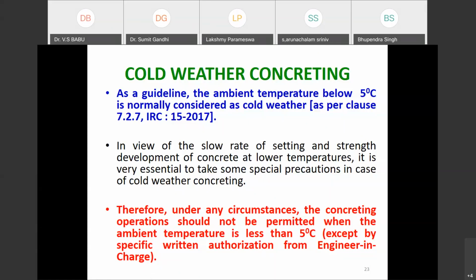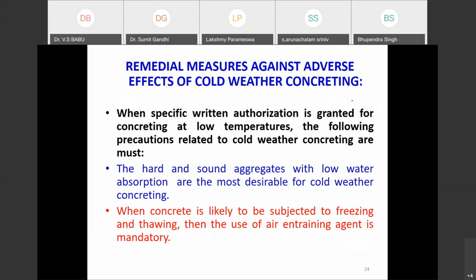Therefore, under any circumstances, the concreting operation should not be permitted when the air temperature is less than 5 degrees, unless the engineer in charge permits it. If the engineer in charge permits, then you have to go for some remedial measures. What are the remedial measures? Let us see one by one.